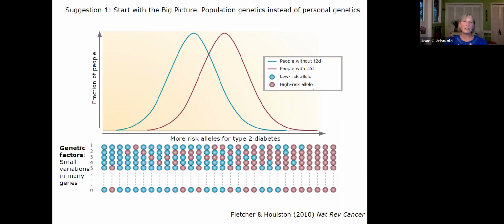And the first suggestion is to start with the big picture. So really, perhaps start with population genetics rather than individual genetics. Most of our traits are polygenic, where you have many gene variants that contribute to the condition. It's not so much a matter of recessive and dominant genes, which is the storyline that gets told a lot, but more of how many risk gene variants you have and how many non-risk genes you have.